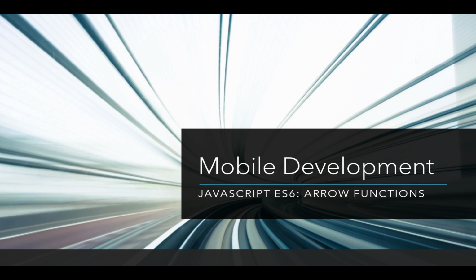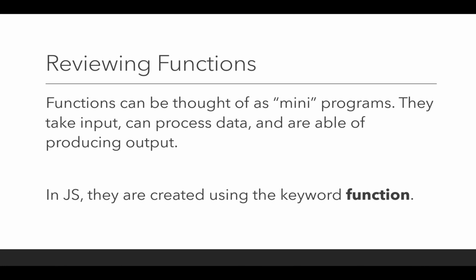JavaScript ES6 arrow functions. Functions can be thought of as mini programs. They take input, can process that data, and are able of producing output. They generally have 5 parts.